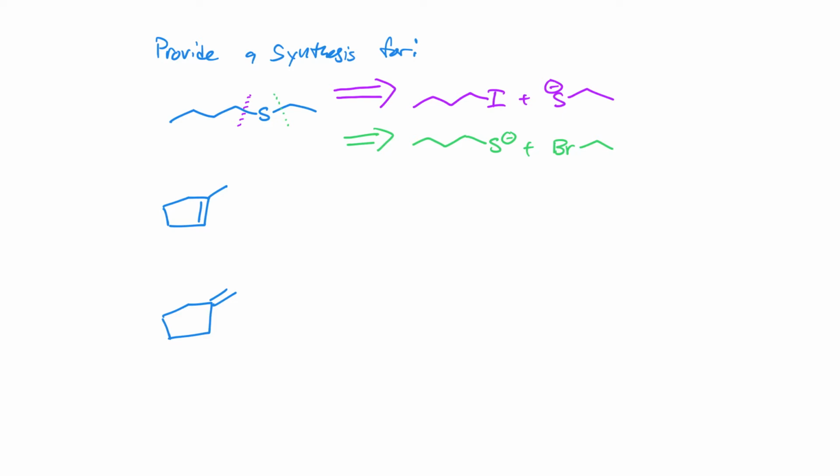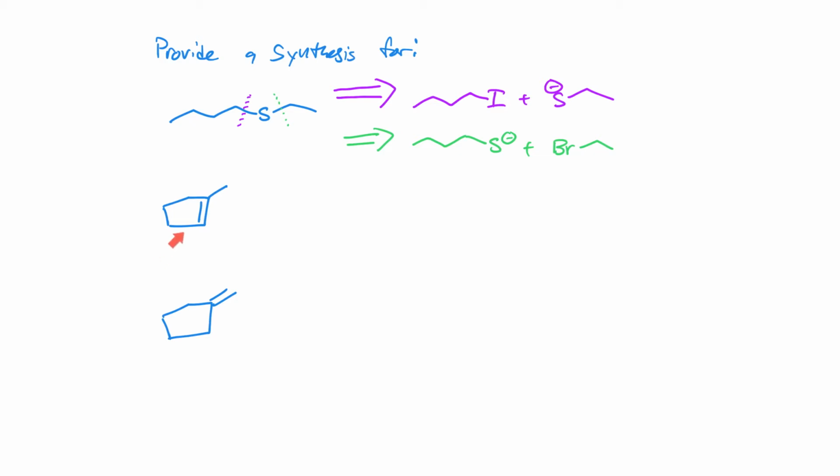When we're faced with two options here, it's a good idea to ask ourselves if one of them is better than the other. Both of our alkyl halides are primary. Both of our sulfur nucleophiles are S-. There's really not a lot of difference between these two, and I would say either of these would be perfectly acceptable to make our target molecule.